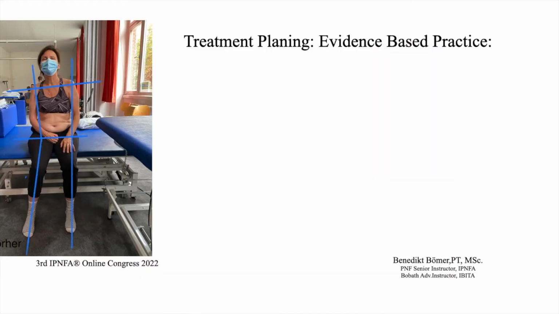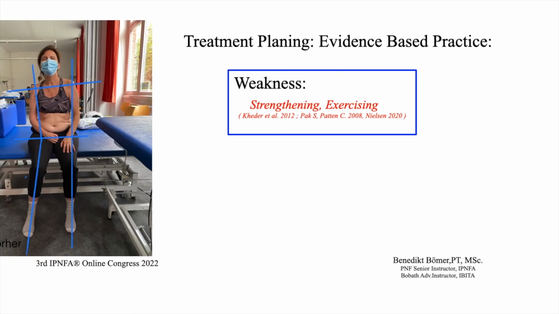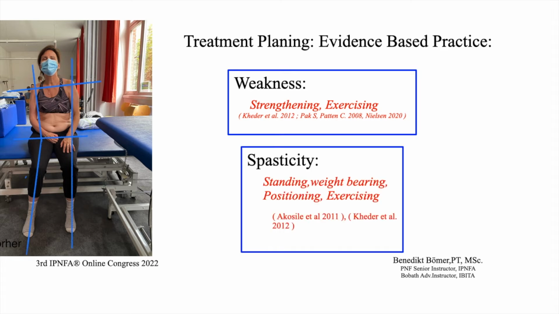Now to the treatment planning. Shortly, we're looking at what is in evidence-based practice, what we find. For weakness, if you're looking in the publication, they said strengthening and exercising, but it's not described what kind of exercises. Then for spasticity: standing, weight bearing, positioning, and also exercising.